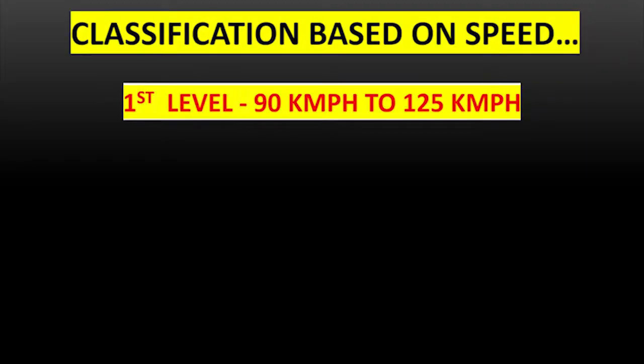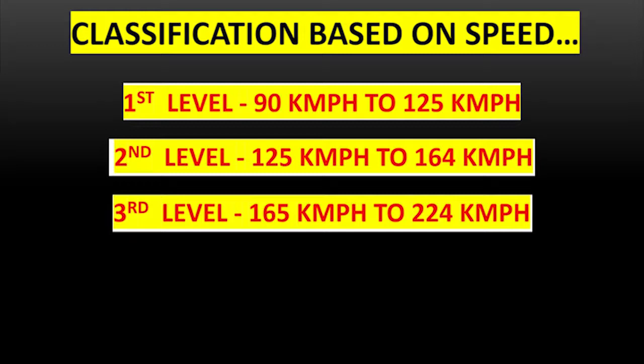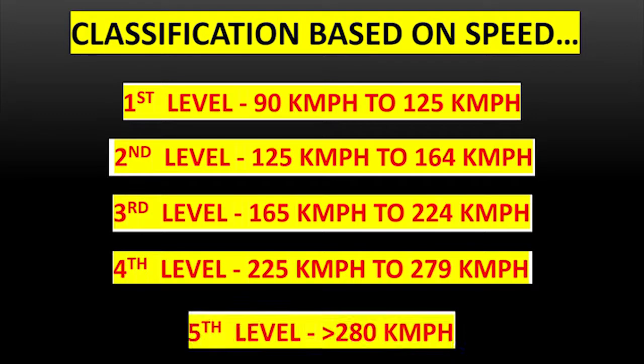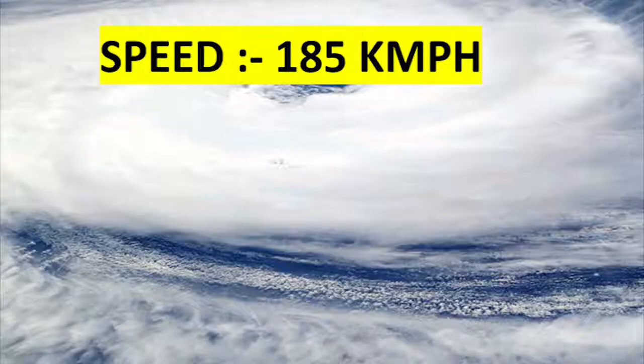Category 1, 90 to 125 km per hour. Category 2, 125 to 164 km per hour. Category 3, that is 165 to 224 km per hour. Category 4, 225 to 279 km per hour. And Category 5, that is more than 280 km per hour. 3, 4 and 5 are the severe level cyclones. Recent Amphan is Category 3, wind speed 185 km per hour.